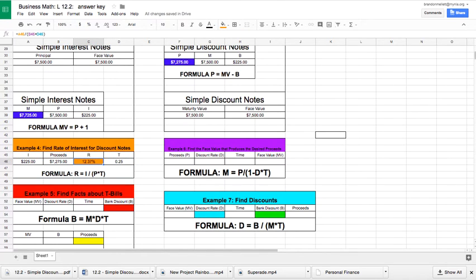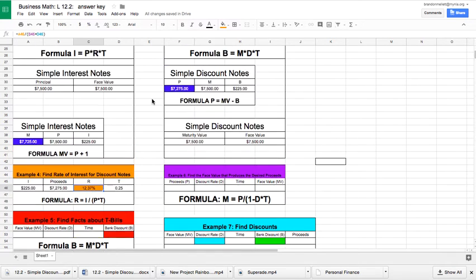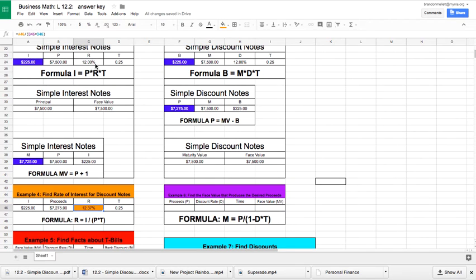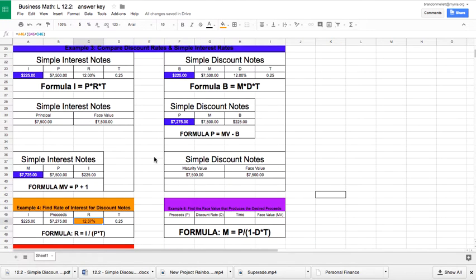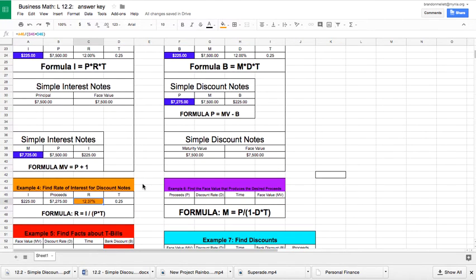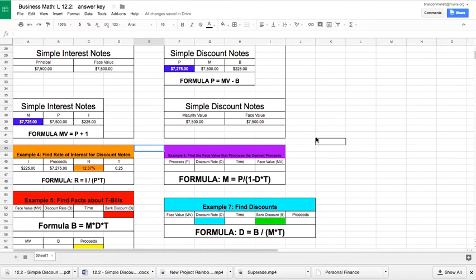So the effective interest rate for this example for proceeds is 12.37%. Now up here, this was the nominal interest rate, which is 12%. That is what is agreed upon when using simple interest, and when using proceeds, then we use the effective interest rate. We'll do a couple examples later where you can get a better understanding of this.